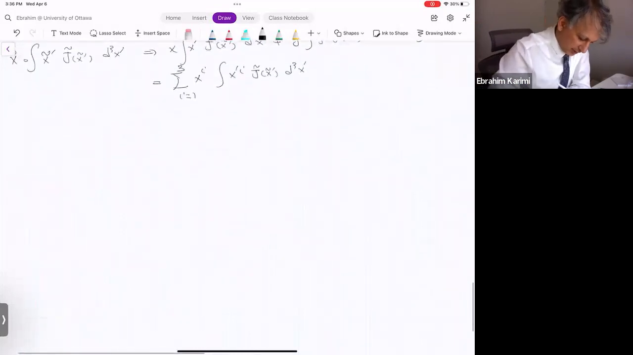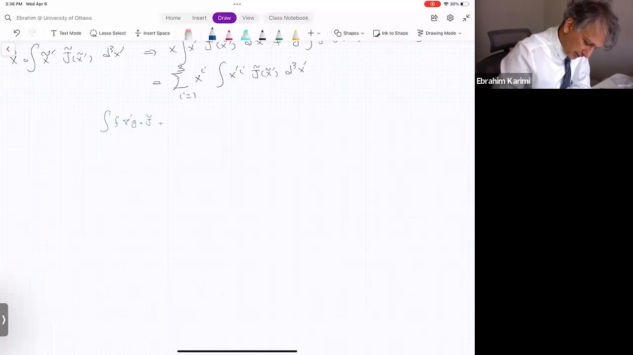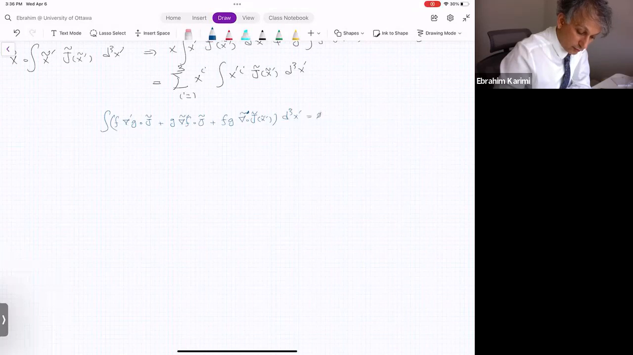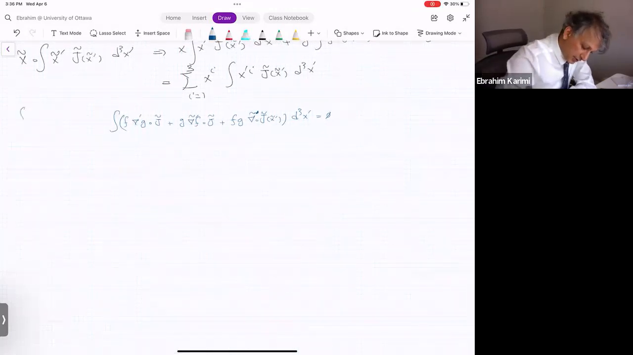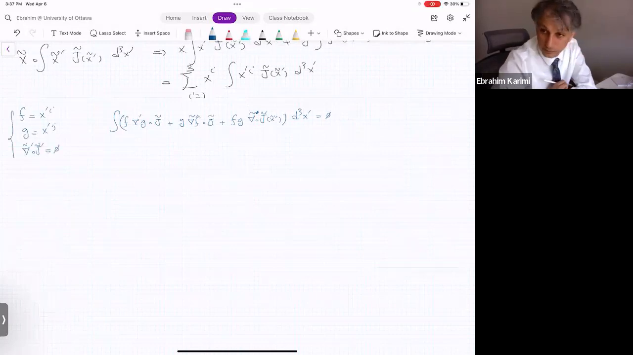So using the same expression that we had, the integral of f gradient prime of g dot j plus g gradient prime of f dot j, plus f g divergence of j of x prime in the entire space, which was 0 for localized charges. Remember that we just proved this. Now for this integral, we assume that f is equal to x prime_i and g is equal to x prime_j. And divergence of j is equal to 0. So the last term will be 0 because that's what we are dealing with.